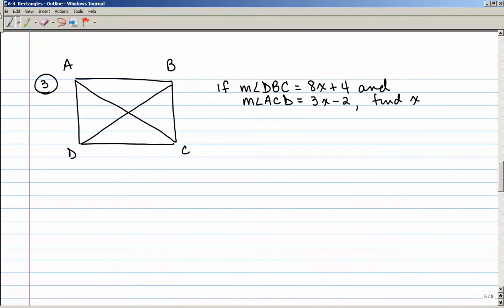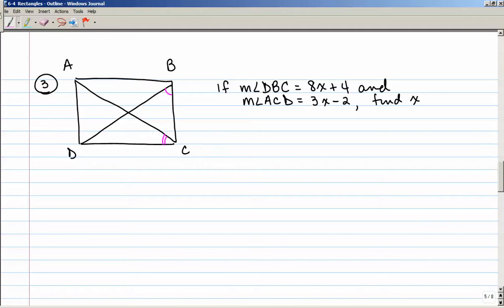And example number 3 here, I'm going to go ahead and mark these again. If the measure of angle DBC, so here's angle DBC, is 8x plus 4, and the measure of angle ACD, that's this one right here, is 3x minus 2, find x.